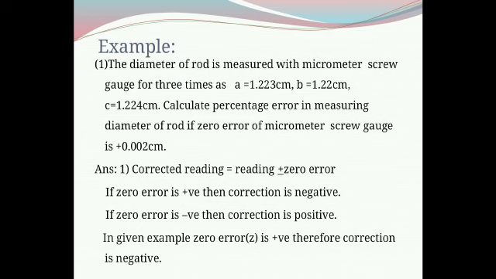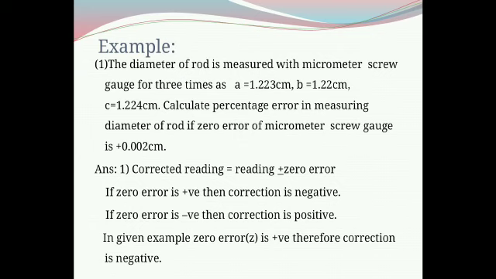Therefore, the first step is to find the corrected reading, and the formula is reading plus or minus zero error. Why plus or minus? Because if the zero error is positive, then the correction is negative, and if the zero error is negative, then the correction is positive. In the given example, the zero error Z is positive, therefore the correction is negative.